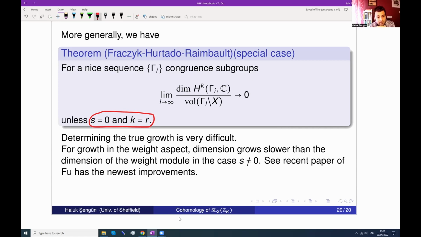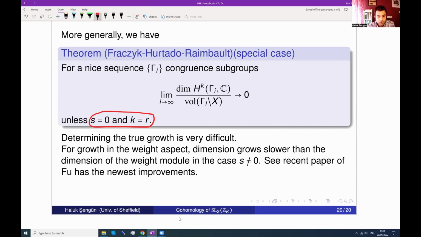Otherwise, this captures Haluk's approximation theorem that I showed for Bianchi groups as a special case of what is displayed here, but it's a more general phenomenon. We already know that when S equals 0, so totally real, and you're in the middle degree, as we saw in the previous slide, you have a positive linear growth in the volume. So there's a positive limit. But otherwise, the limit is 0, it's sublinear in the volume.